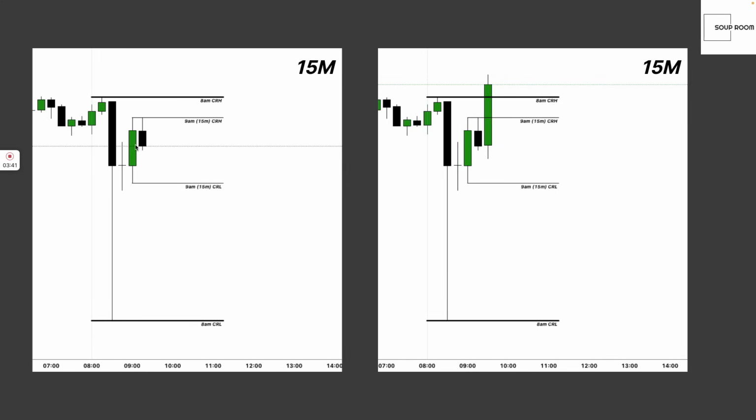Now we wait for the next candle to form. As you can see, this is an inside bar. We do nothing. We wait patiently. Next candle forms. What happens? We close above the 15-minute candle high, so the 15-minute CRT high, so the 9 a.m. CRT. And we closed above the 8 a.m. CRT, the 1 hour CRT.